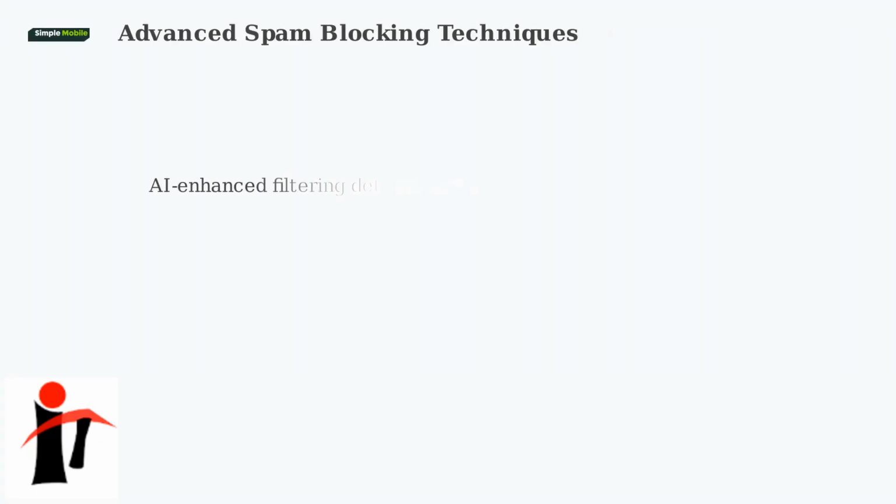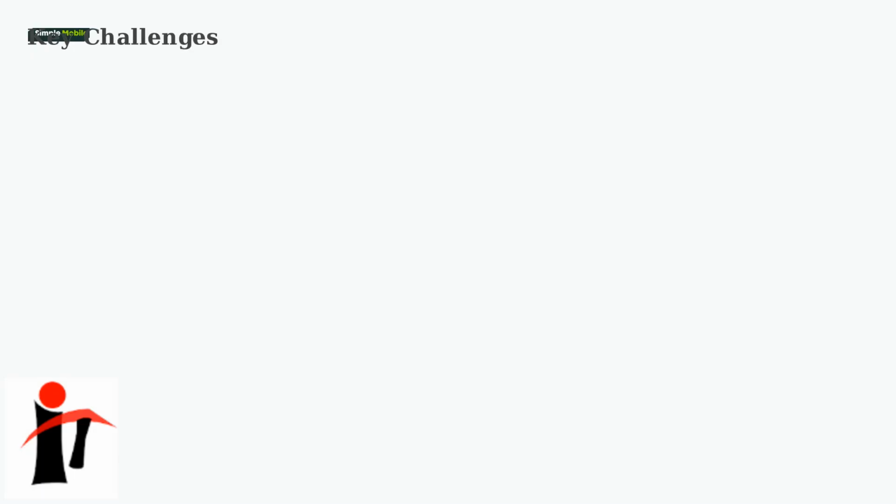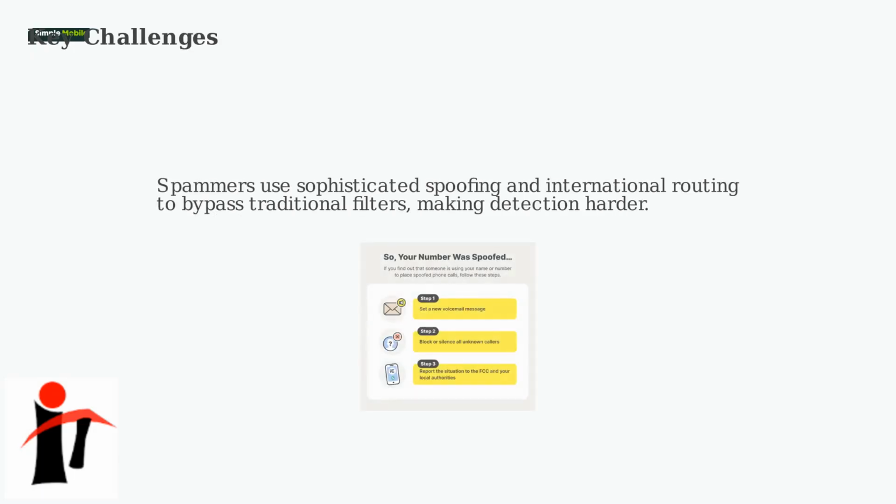Spammers constantly evolve their tactics, so advanced techniques are essential to stay protected. AI-driven filtering analyzes call patterns and integrates with third-party apps like Truecaller to identify potential spam more accurately. Despite these advancements, challenges persist. Spammers employ advanced spoofing techniques and route calls internationally to evade detection, requiring constant updates to filtering systems.